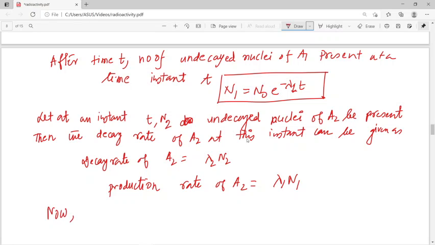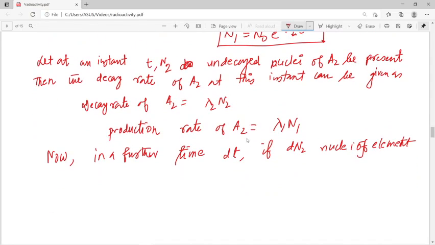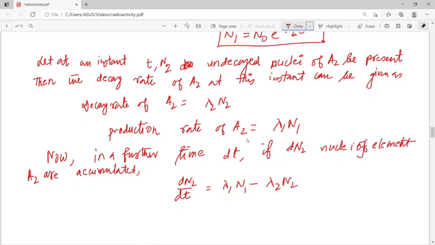Now in a further time dt, if dN2 nuclei of element A2 are accumulated, then the net rate can be given by lambda 1 N1 minus lambda 2 N2.